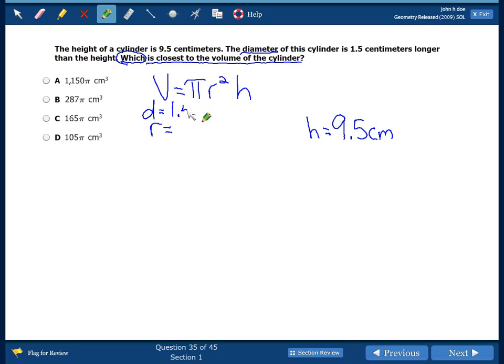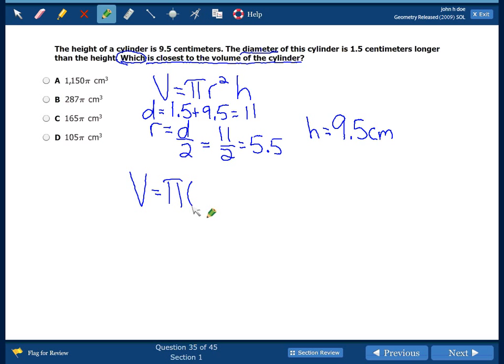It's going to be 1.5 plus 9.5, which is equal to 11. You should remember that the radius is equal to the diameter divided by 2. So it's 11 over 2, which is 5.5. Now that I have those values, the volume is going to be equal to pi times 5.5 squared times 9.5.